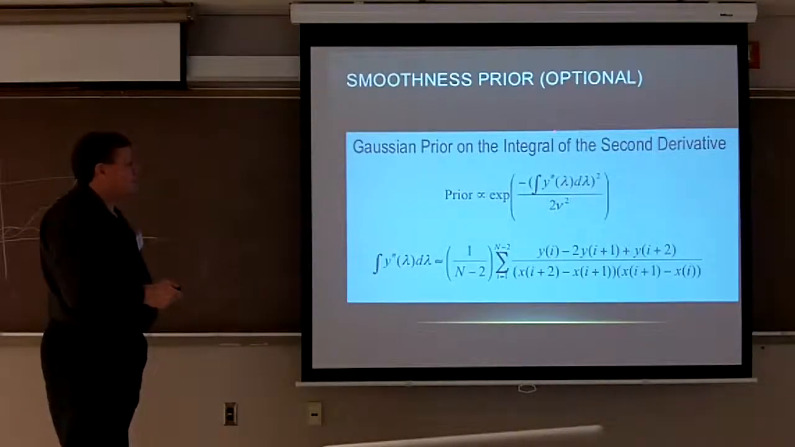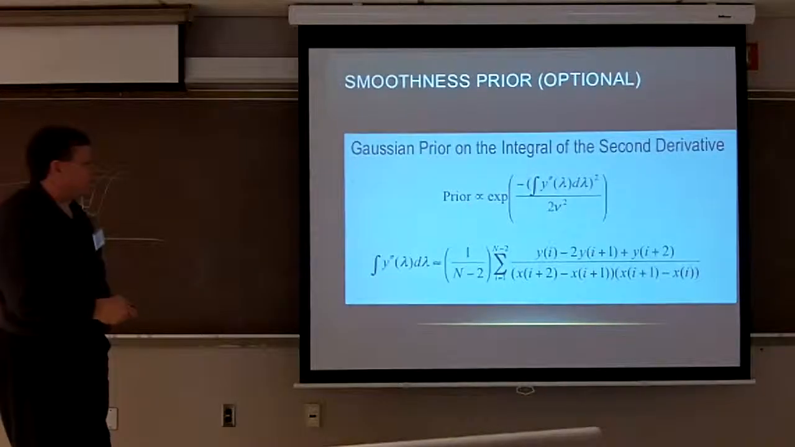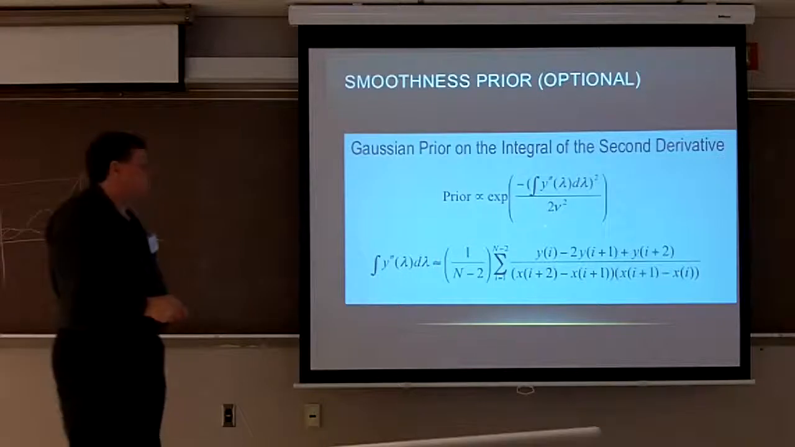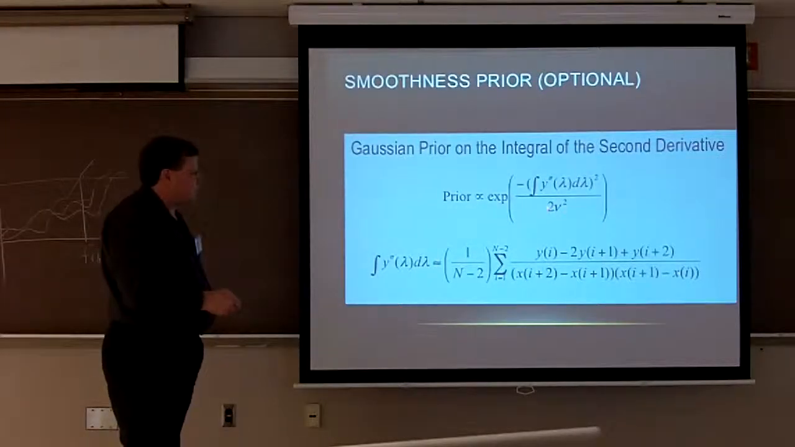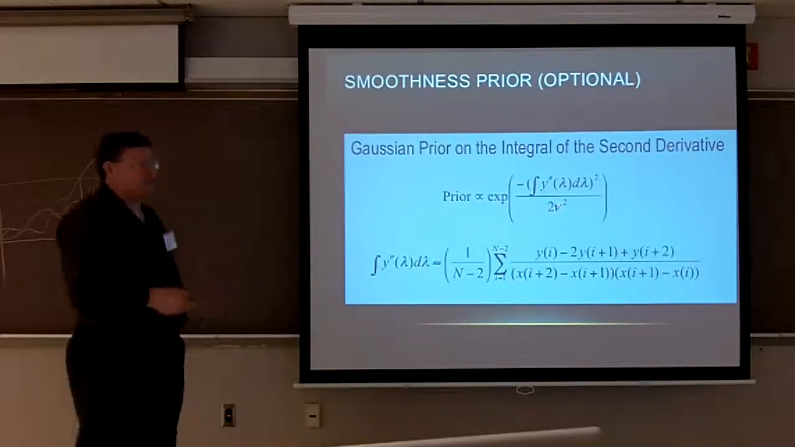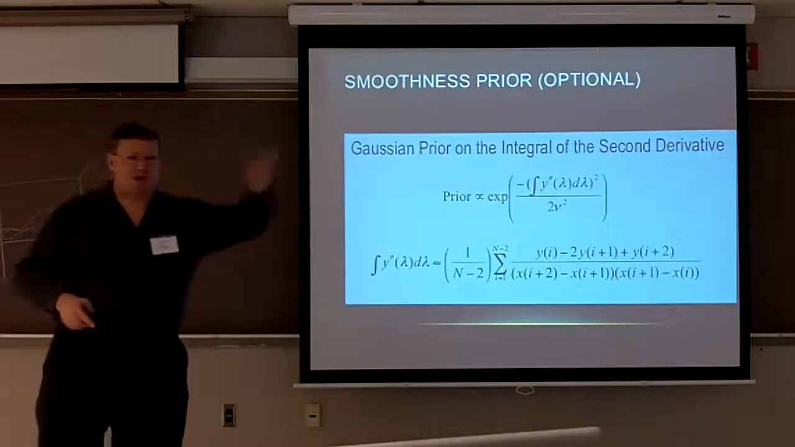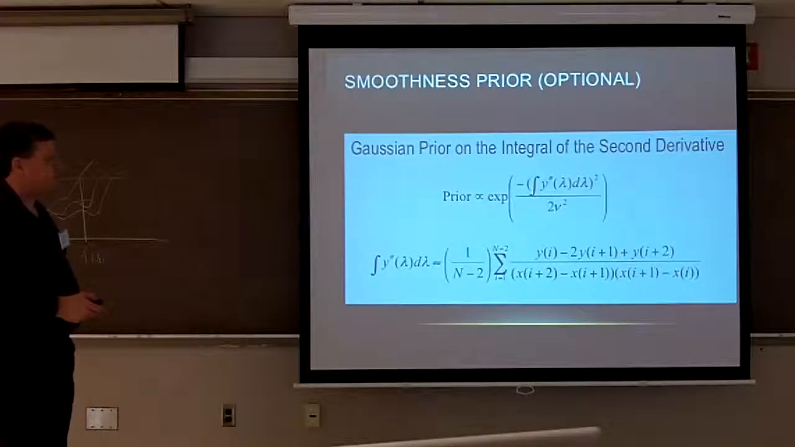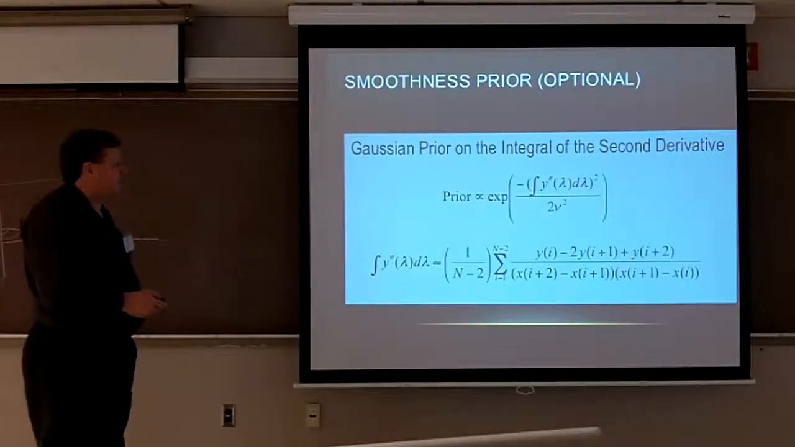A smoothness prior, so you have a prior probability, which is basically a Gaussian on the integral of the second derivative. So you can put in, this is the free parameter here, you can basically say how smooth you want this function to be. So you can put this prior in, and this will help influence the spline fits.